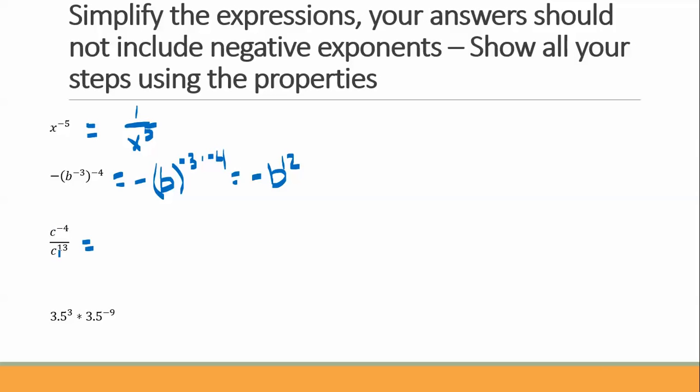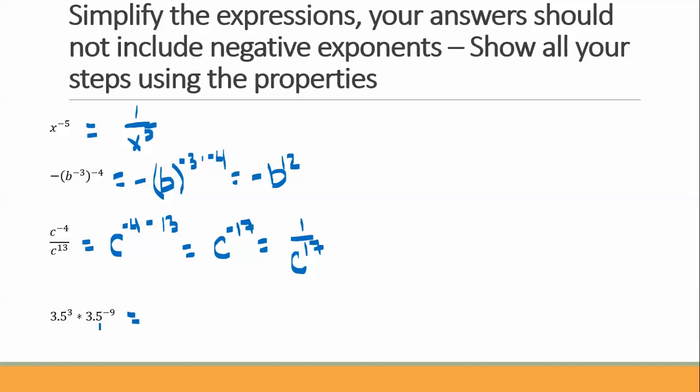This one is a division. It's the quotient rule. So we're going to do c to the negative 4 minus 13. So negative 4 minus 13 would be negative 17. But in the end, we don't want negative exponents in our answers, so we have to change that to 1 over c to the 17th.